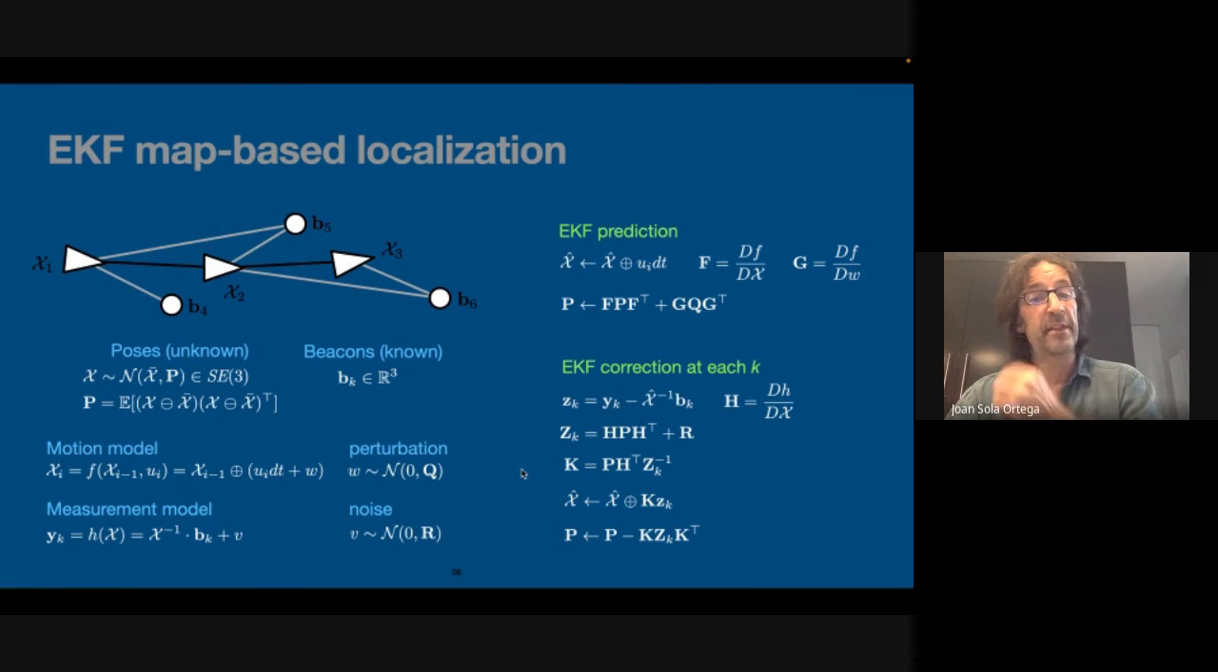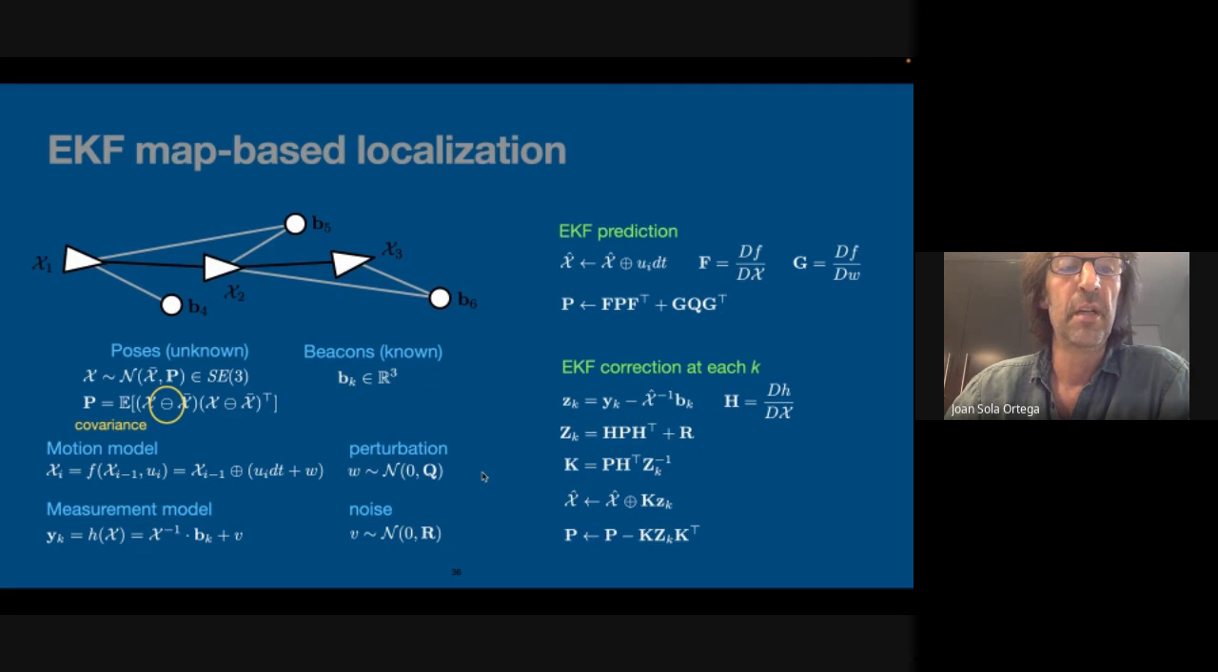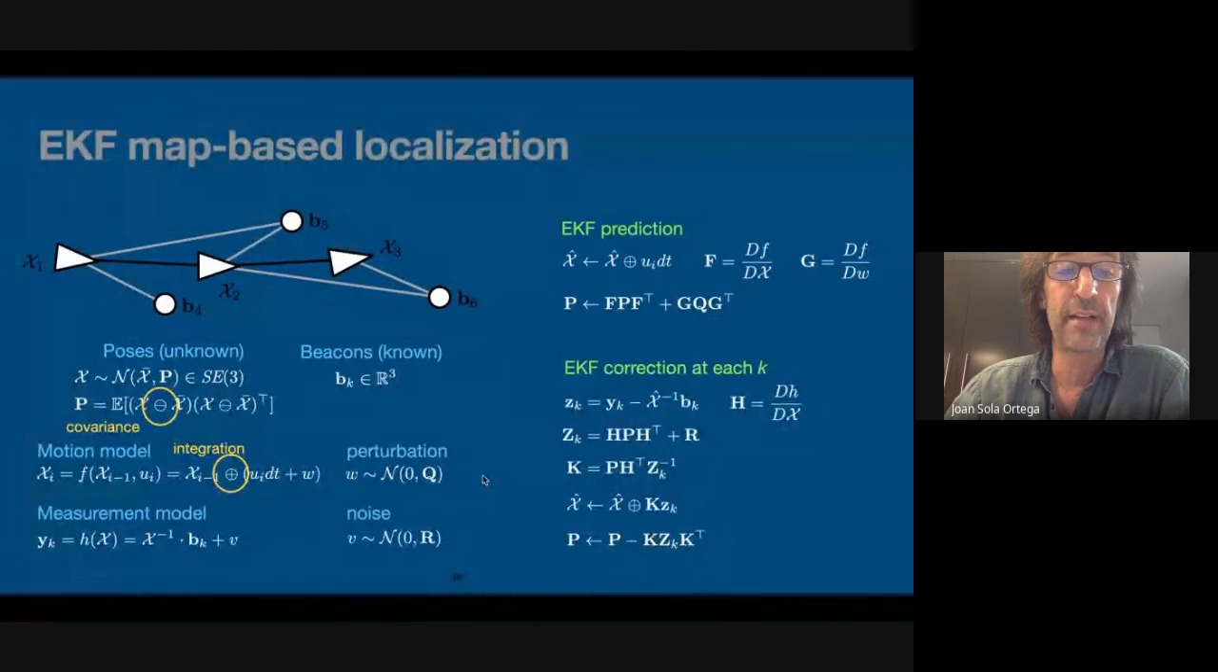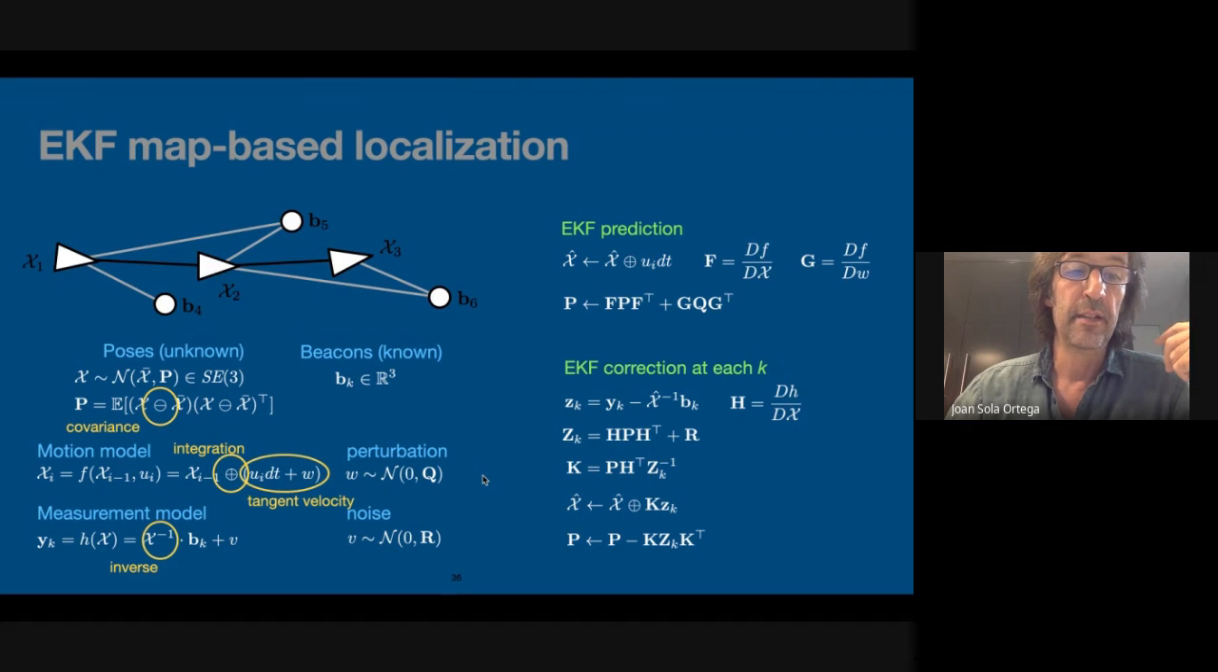If you don't know Kalman filters, this last slide is maybe a bit mysterious for you, but if you know Kalman filter, you should be able to recognize the regular operations with some key differences. The first key difference is that the covariance is defined through the minus operator. Another difference is that we use plus to integrate velocity into motion of a state, which is not a vector. It's an element of a Lie group. We use plus. This is tangent velocity.